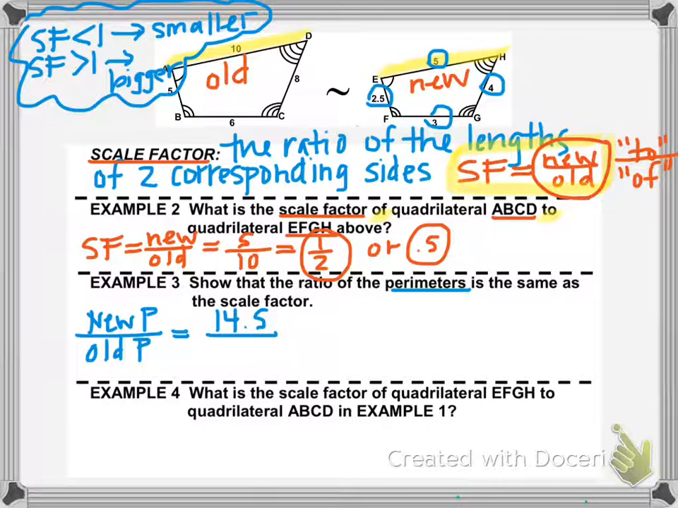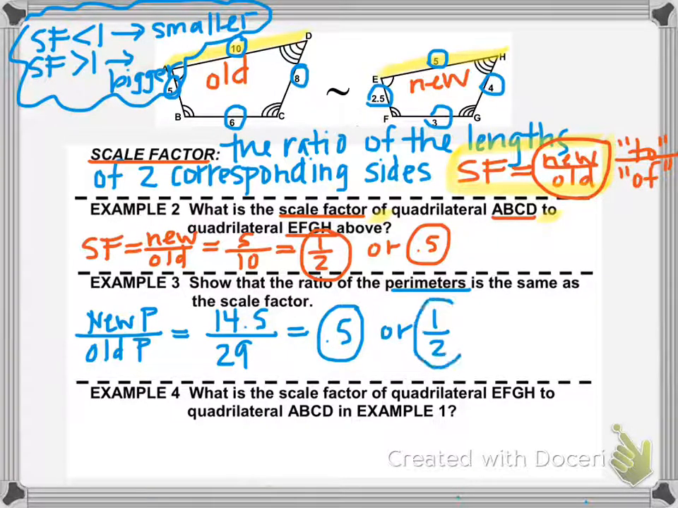For the old perimeter, we want to add up 5, 10, 8, and 6. That's going to be 29. That's going to go on the bottom. That's the old perimeter. So then you just type that fraction in your calculator, and since you have a decimal, it'll probably automatically convert it to a fraction, which is 0.5. Sorry, a decimal. Or, you know, that's the same as the fraction 1/2.